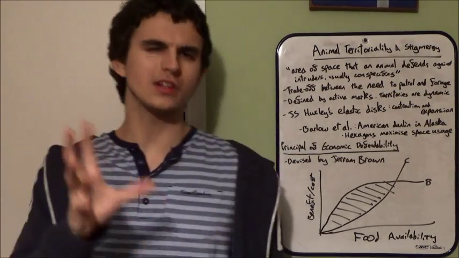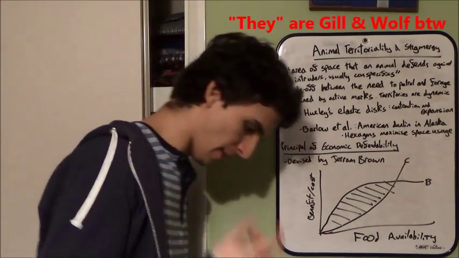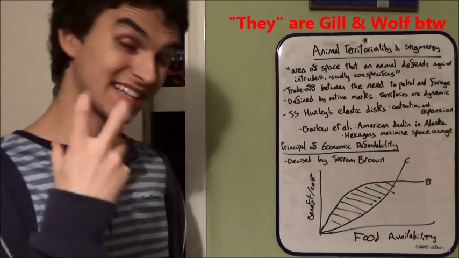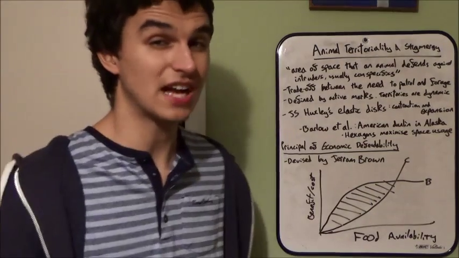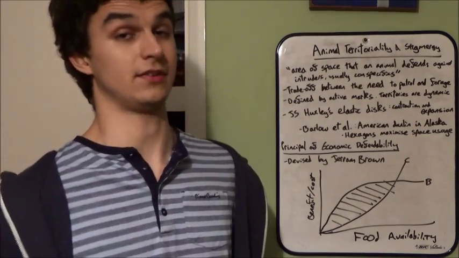They made a qualitative assessment of the quality of the territory by measuring the nectar content of the flowers in that territory, because these are nectar-feeding birds. And they then measured how long it took for the birds to get enough energy within that territory, right?